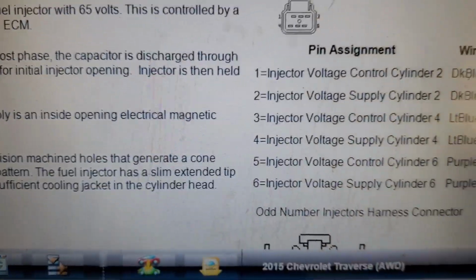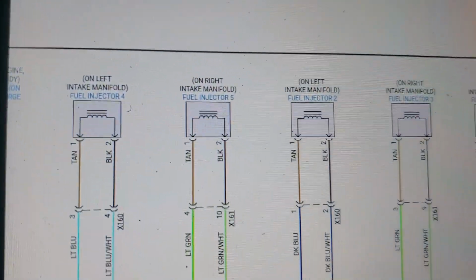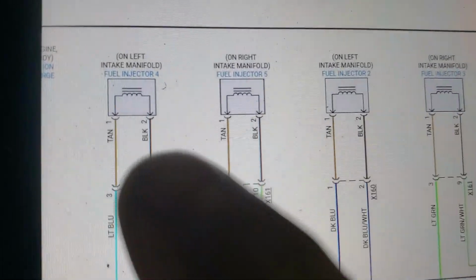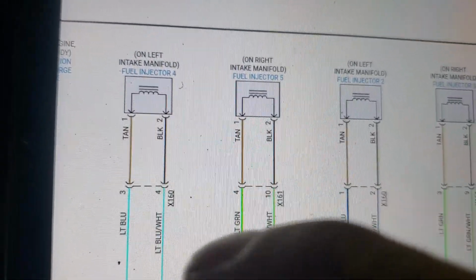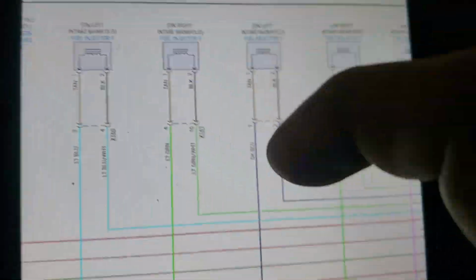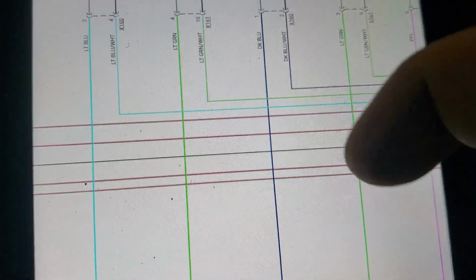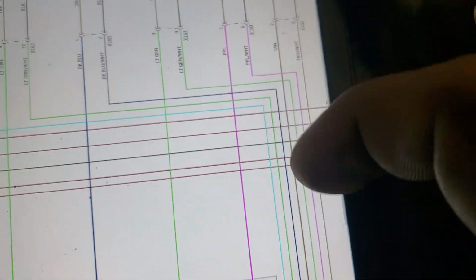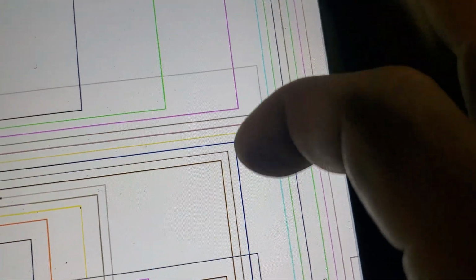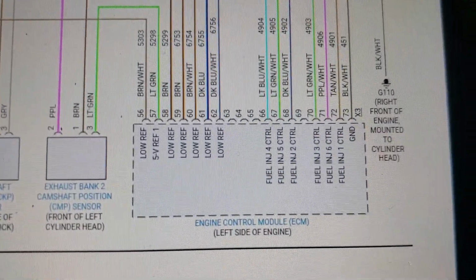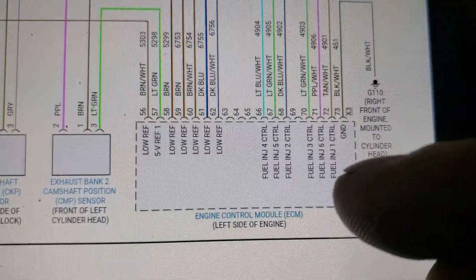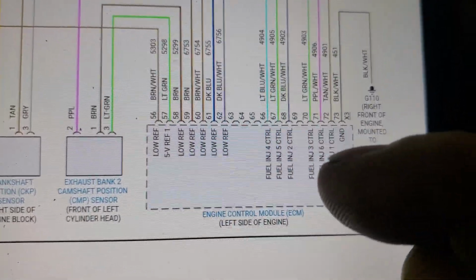So, of course, the first thing we did here is we went to a wiring diagram to see our colors. You can see injector 4 is the one we have the problem on, and these are all our injectors. If we follow these down, of course they're going to go to the ECU, right? You're going to see right here on connector X3 we have all of our controls for all of our injectors.